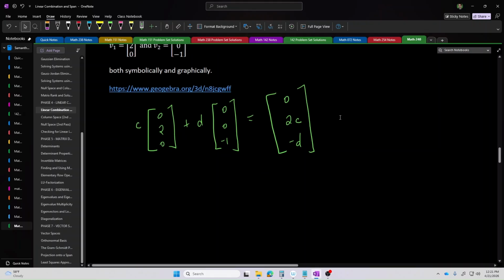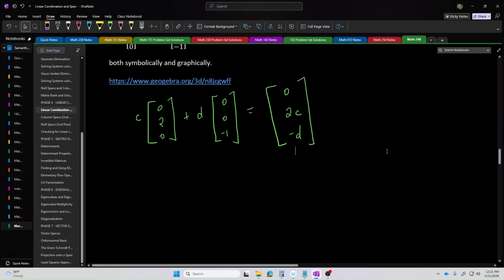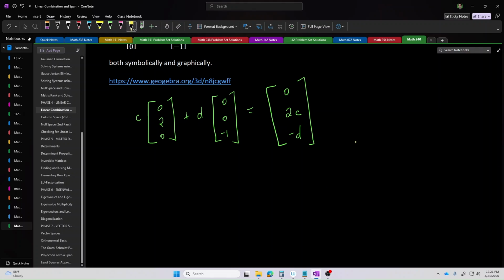So what I notice about all of the vectors that are created via the linear combination here is that all of the vectors, no matter what c is equal to, no matter what d is equal to, end up with a 0 in the x component. So the span of these two vectors would be all the vectors that have this property, that 0 is in the x component. In other words, the span of these two vectors would be all the vectors that lie in the yz plane in three-dimensional space.